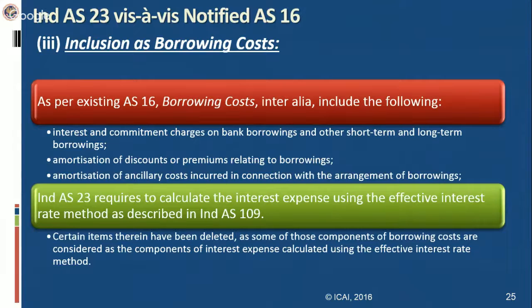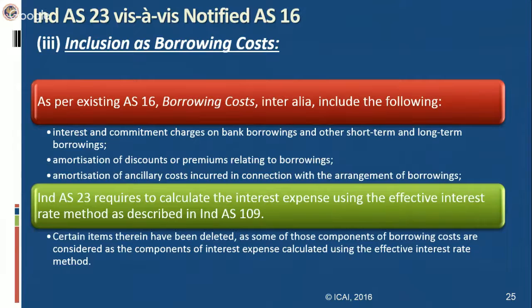It gives the calculation of interest expense not by the simple way, but by using the effective interest rate method, which has been described in Ind AS 109. So any entity has to apply this method and study the calculation procedure from Ind AS 109. Certain items therein have been deleted, as some of those components of borrowing cost are considered as a component of interest expense calculated using the effective interest rate method.